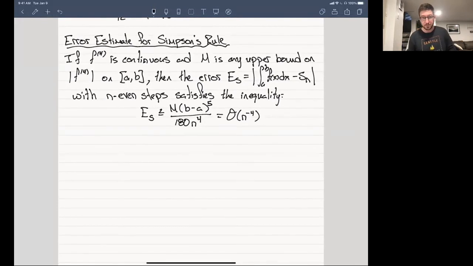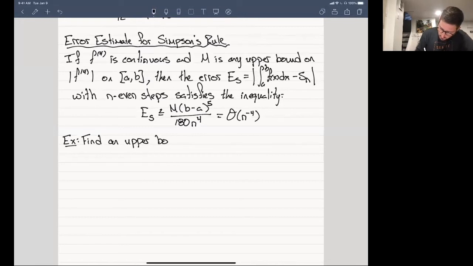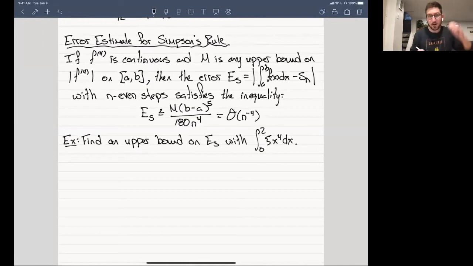So let's go back to our example. Let's find an upper bound on E_S with the integral we just worked with. So we found an error of 1/12.